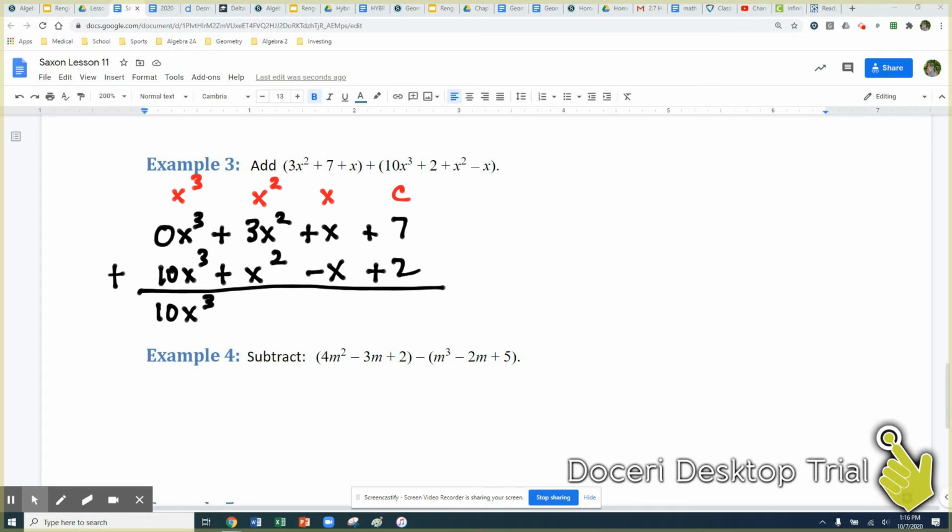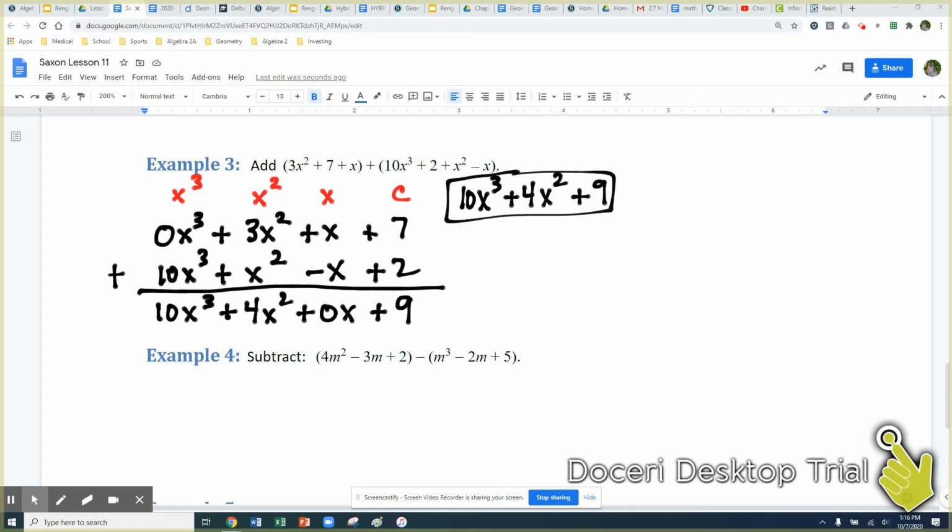3 plus, this would be a 1 in front of there. 3 plus 1 is 4. So we got a 4x squared. X plus negative x. Those are working against each other. So we got a plus 0x. And then 7 plus 2 is 9. And we'll write that out then in standard form. We're going to have a 10x to the third plus 4x squared plus 9. So there would be our polynomial all added up, put into standard form.